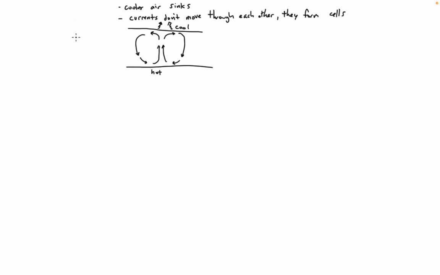And so continuing with the atmospheric example, we'll look at a couple scales. So thermal columns, and this came up as well when we were talking about the greenhouse effect.